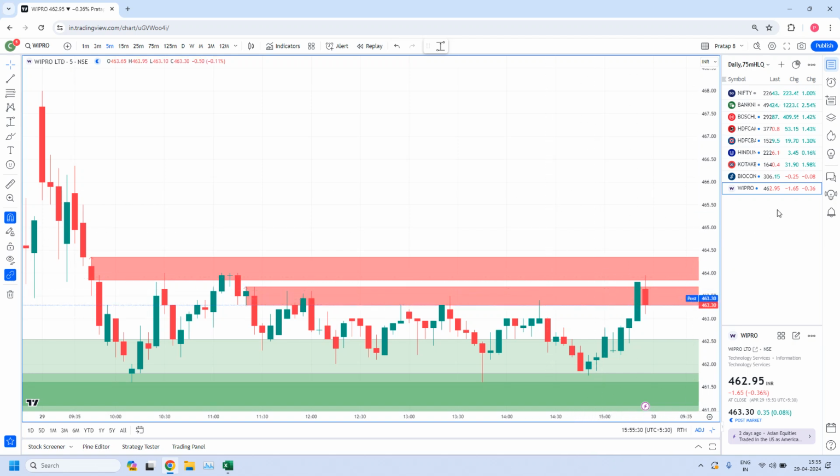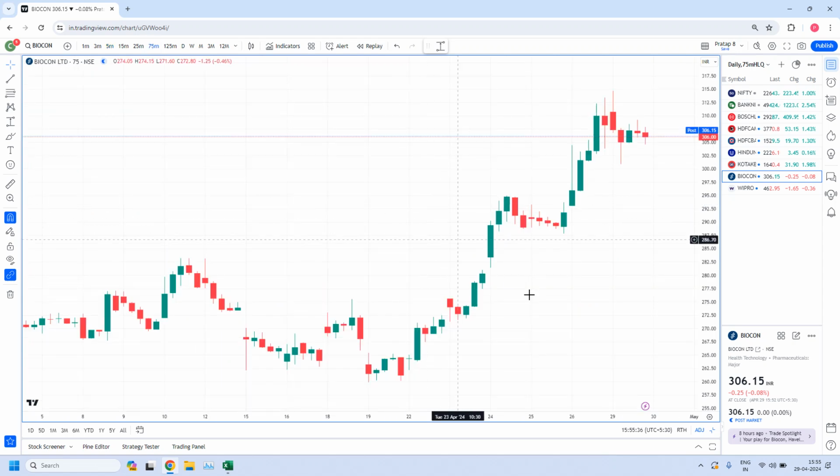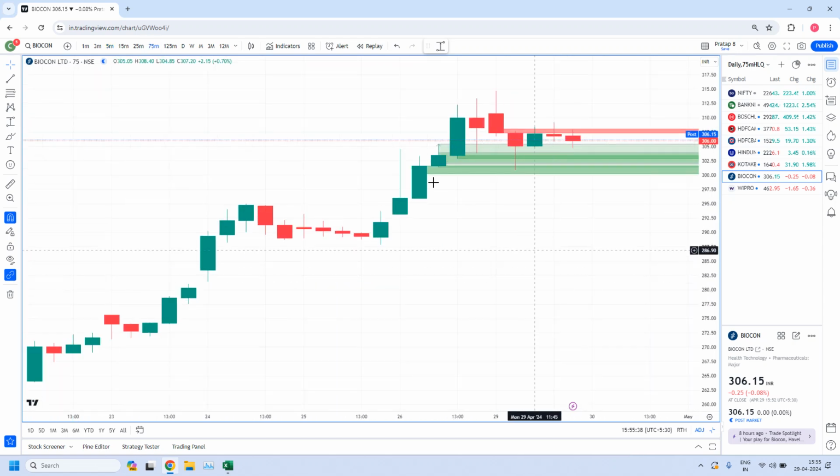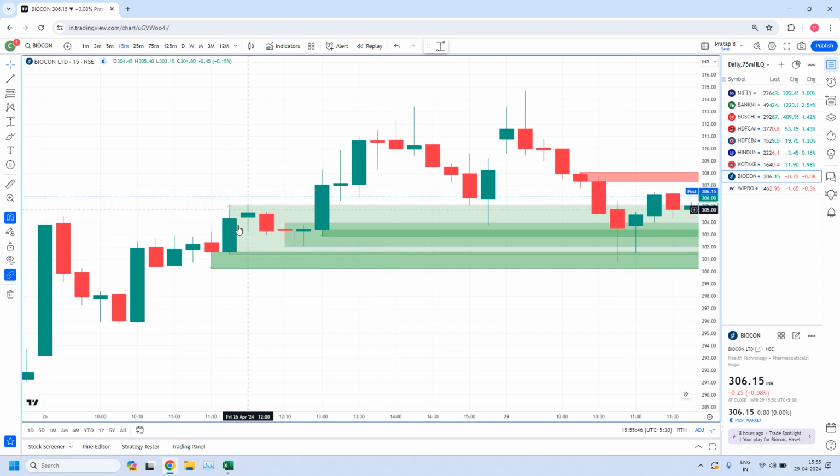And next one is Biocon. Biocon is also a 75-minute high liquidity demand zone. This is a rally base rally. This we fine tuned with the 15-minute time frame. In 15 minutes we have a rally, 1, 2, 3, 4 base candles and again a rally candle. This again we fine tuned with 5 minutes.